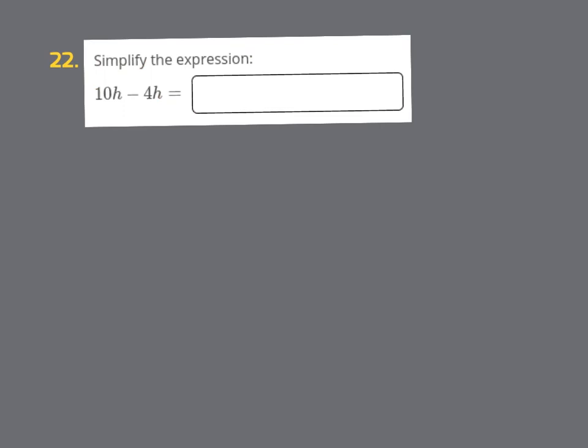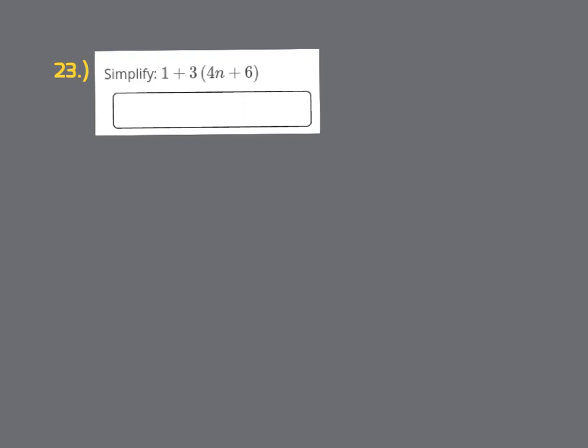Simplify the expression. 10h minus 4h. If I've got 10 h's and I take away 4 h's, well, that leaves me with 6 h's. It was too easy. What else do I do? No, it's done. Don't worry about it. It is done.